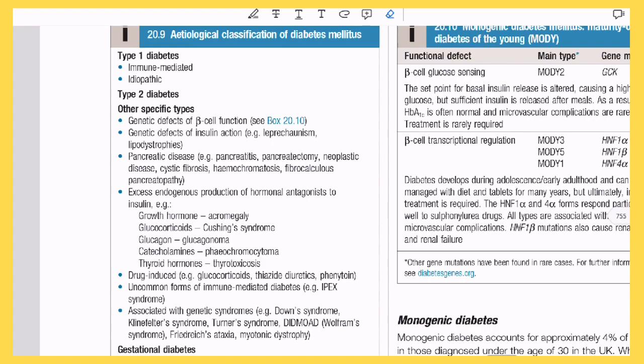Some drugs sometimes can also lead to increased blood glucose level, like steroid, thyroid hormone, diuretics, phenytoin. So these drugs can be a cause of diabetes mellitus. And genetic diseases like Down syndrome, Klinefelter syndrome, Turner syndrome, myotonic dystrophy can be a cause of diabetes mellitus.